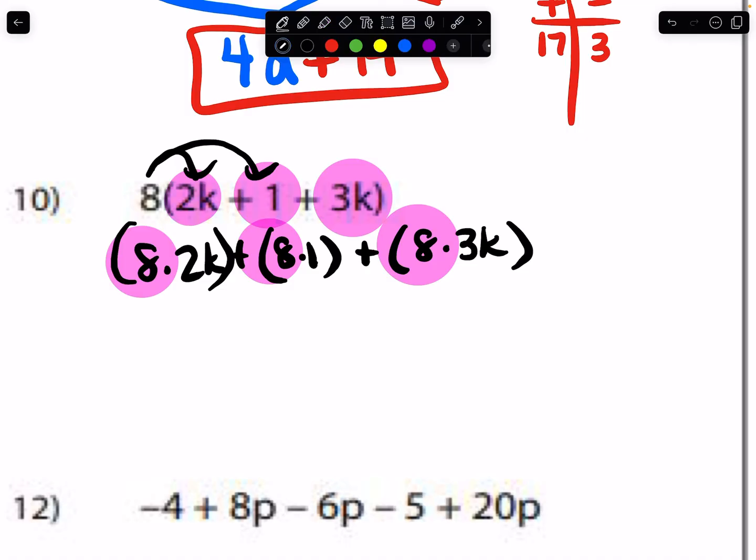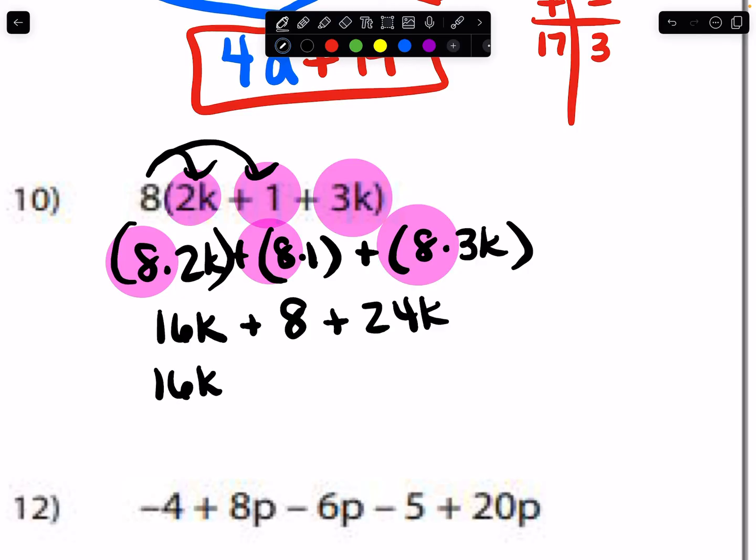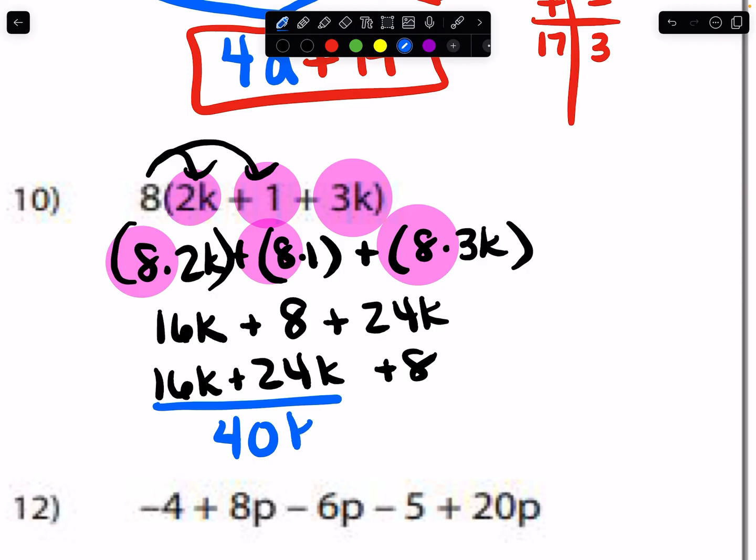Now I have to do the multiplication. 8 times 2k, 16k's. Plus 8 times 1, 8. Plus 8 times 3k's, 24k's. You're going to rearrange, put the letters, the variables, in the front. So 16k plus 24k plus 8. You're going to notice these two match. So I have 16k's, but I also have 24k's. If you put both of them together, you should have 40k's. This 8 has no like terms, so I just bring it down.